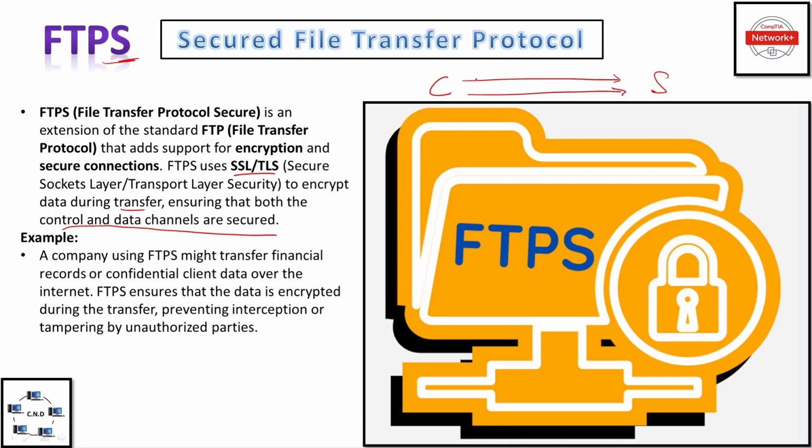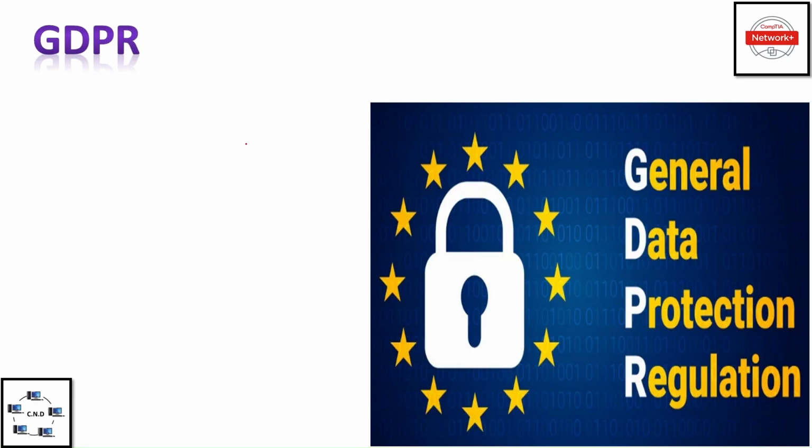Through the control channel, the commands are sent from the client and from the server to each other, while through the data channel, the actual data is transferred. A company using FTPS, for example, might transfer financial records or confidential client data over the internet. FTPS ensures that the data is encrypted during transfer, preventing interception or tampering by unauthorized parties.